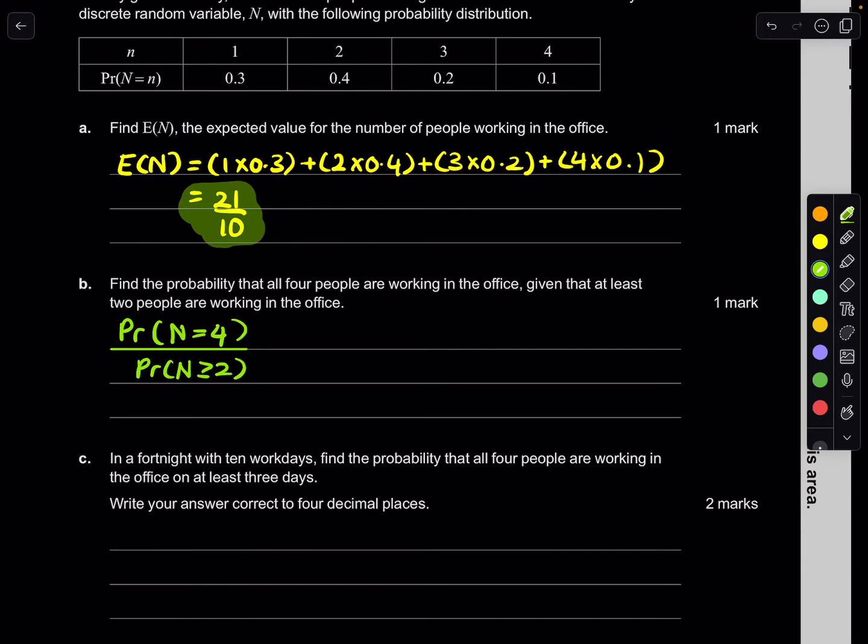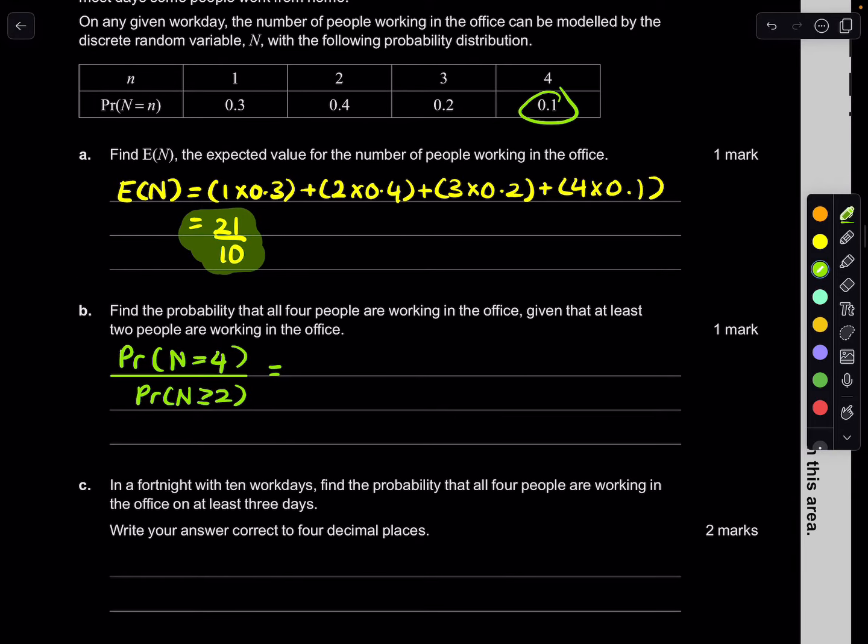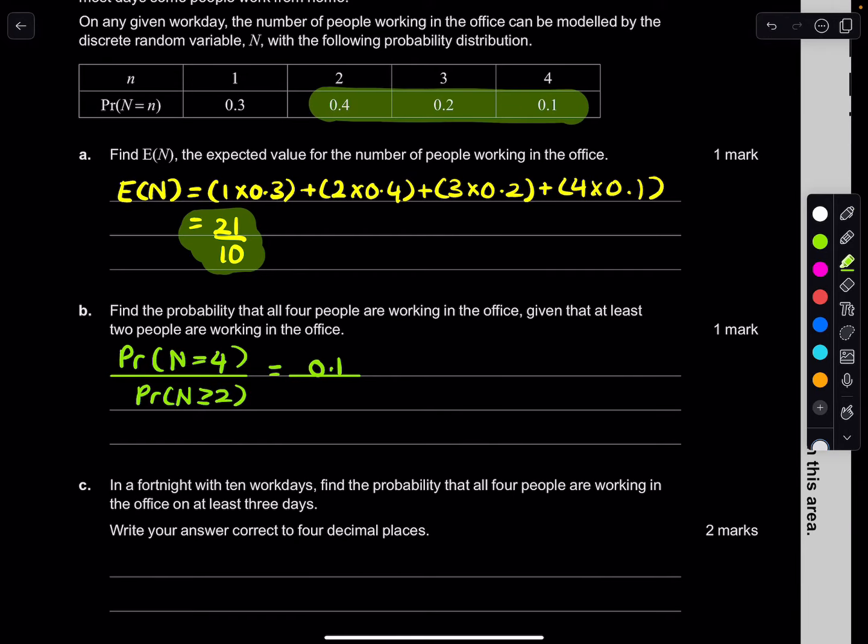So when is n equal to 4? What's the probability? Isn't it 0.1? Easy. Divided by the probability that n is greater or equal to 2. Isn't that easy? It's just 1 minus 0.3. You could add these up, but the quickest way is if this is left out, it's just 1 minus 0.3 to get the overall probability of the other ones, which is 0.7. So it's 1 on 7. That is your probability. Not too bad.